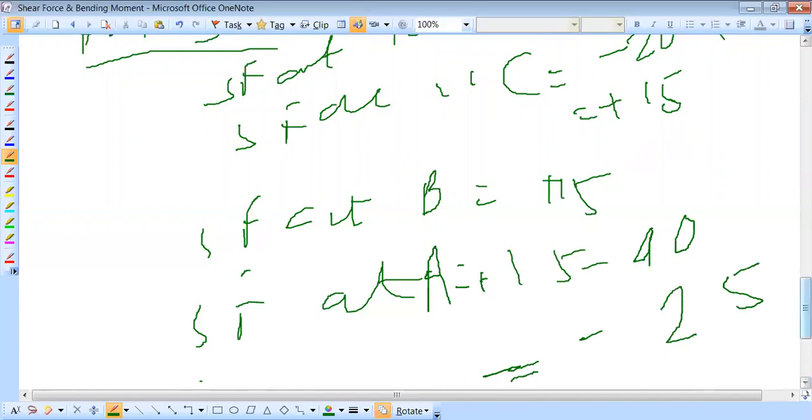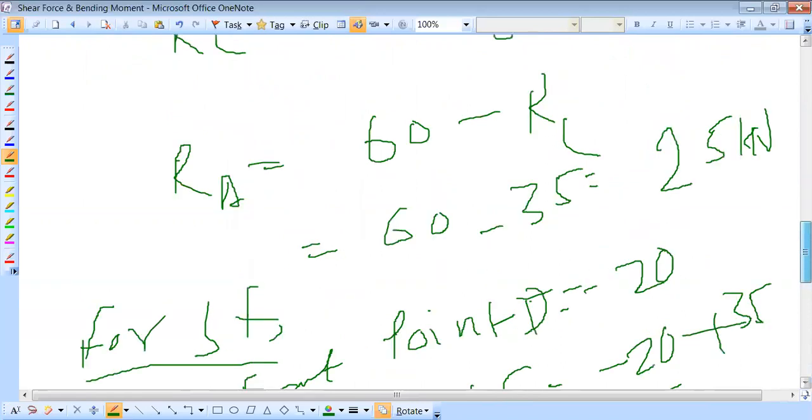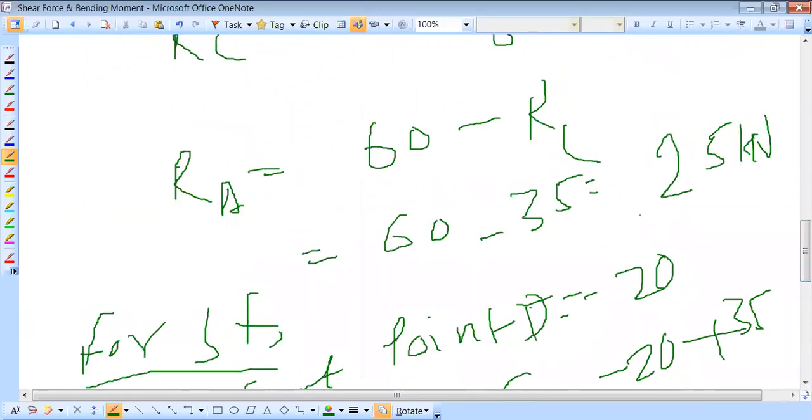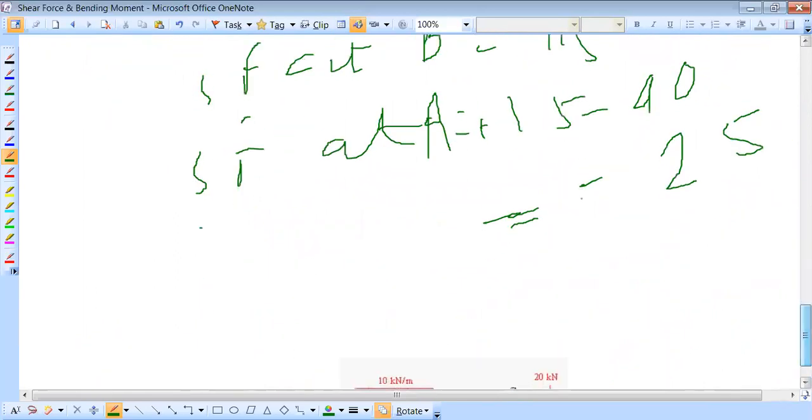And we already found out the SF at A. We know that SF at A is equal to 20. So the magnitude of this value is the same, but the sign is negative because of the clockwise and anti-clockwise movement. So now find out the BM at different points.